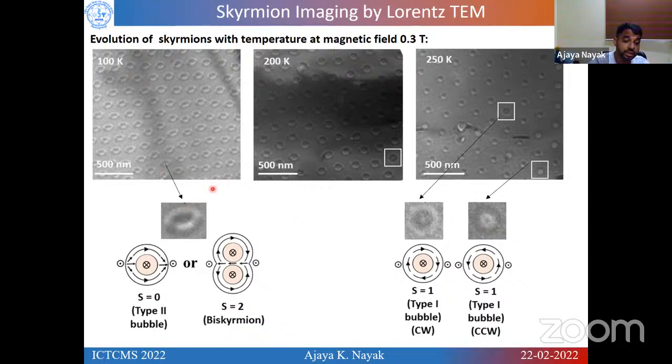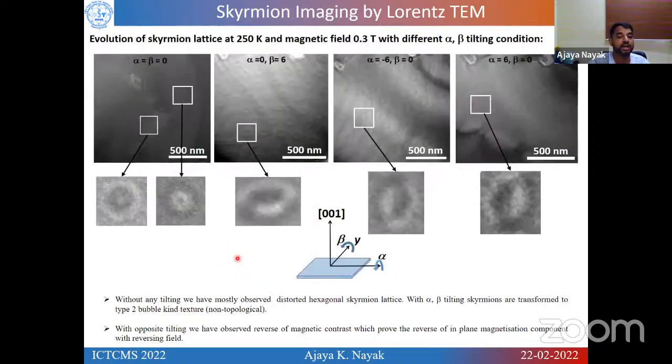Before our work, there were some reports of these bubbles in different centrosymmetric systems. Some papers say this is a type 2 bubble, and in some papers, with this kind of spin structure, if you do some simulation, they call it a biskyrmion. Biskyrmion means the topological winding number is 2. So this was a very conflicting report. What we did next was a very systematic measurement. So what is the problem in this Lorentz TEM?